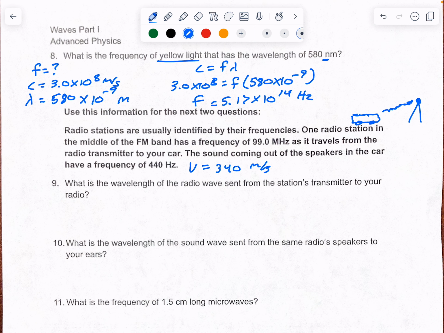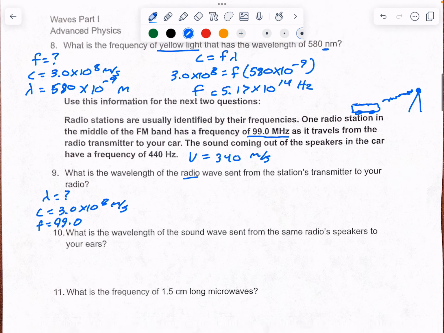So number 9, what is the wavelength of the radio? So you're looking for wavelength. There's your question mark. Of the radio wave. So we're dealing with a radio wave, which is electromagnetic, which means we're dealing with the speed of light, 3.0 times 10 to the 8th. Sent from your station's transmitter to your radio. So if we're going from the station to your car, okay, that has a frequency of 99.0 megahertz. Okay, so your frequency is 99.0.